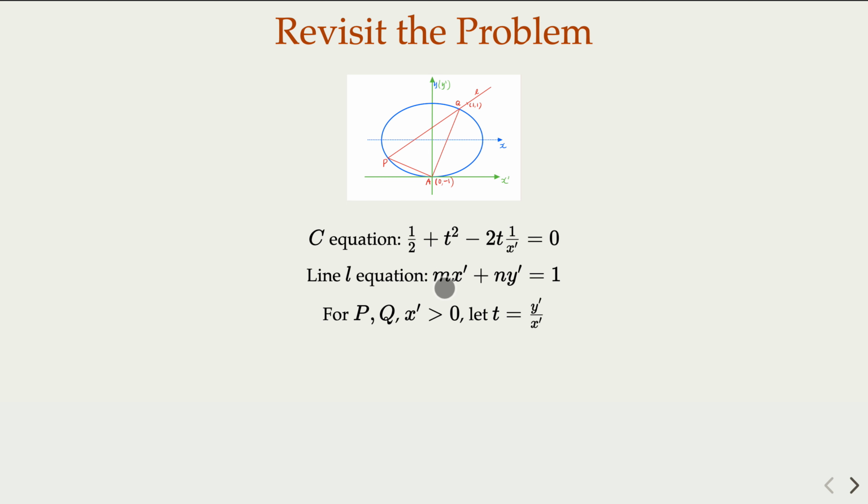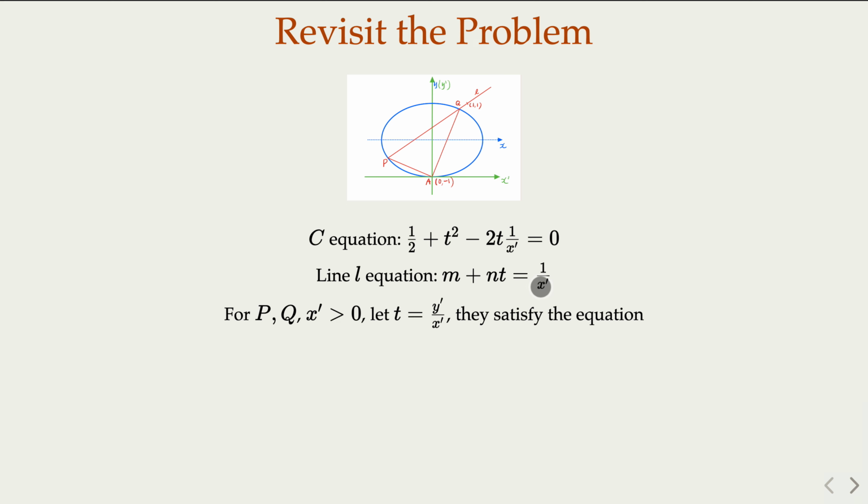Now for L, similarly, we're going to divide by x prime on both sides, because x prime is non-zero here. So this becomes t and x1 over x prime. Now 1 over x prime appears in both equations. Of course, P and Q satisfy both equations. So we're going to plug in the value into the equation C here, right? So we plug in, yeah. So this m plus nt is 1 over x prime.